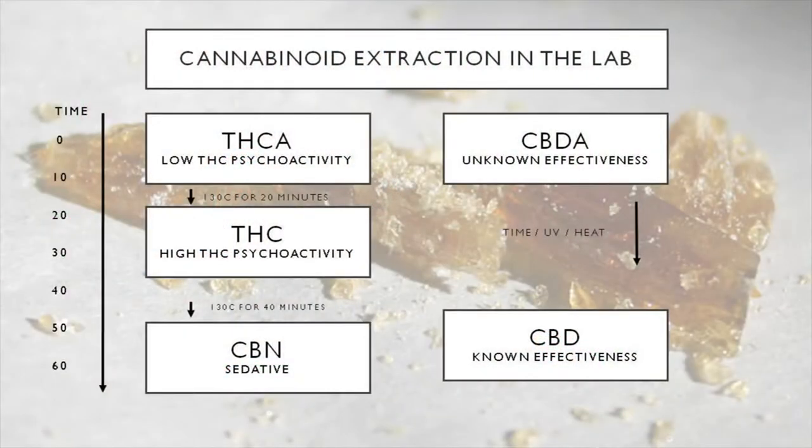Now, if you're doing cannabinoid extraction in the lab, the degradation from THCA to THC is a combination of heat and time. So the higher the heat, the shorter the time. Going for the lowest temperature, 120 is actually the lowest temperature, but 130 makes sure that it actually happens. And it's also the same temperature that CBDA will degrade to CBD.